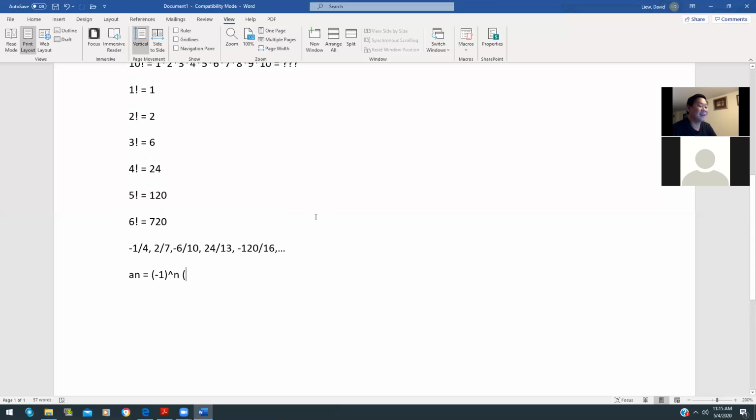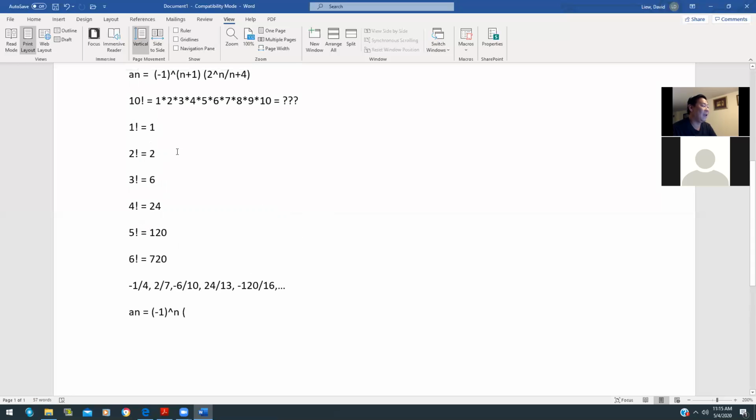We just did it just now. What is 1, 2, 6, 24, 120? That is your factorial. This is your factorial. So the numerator in this case is n factorial.